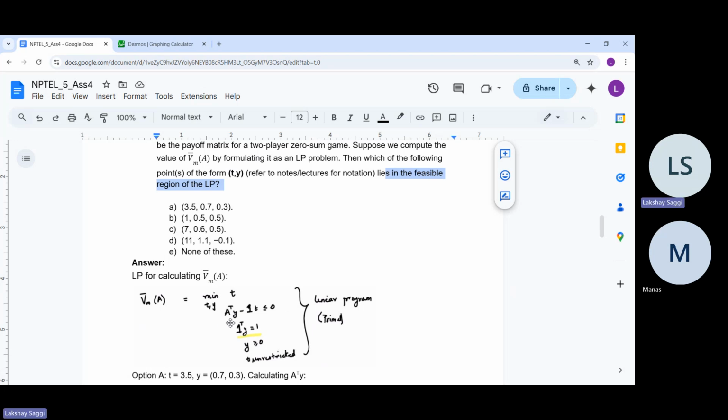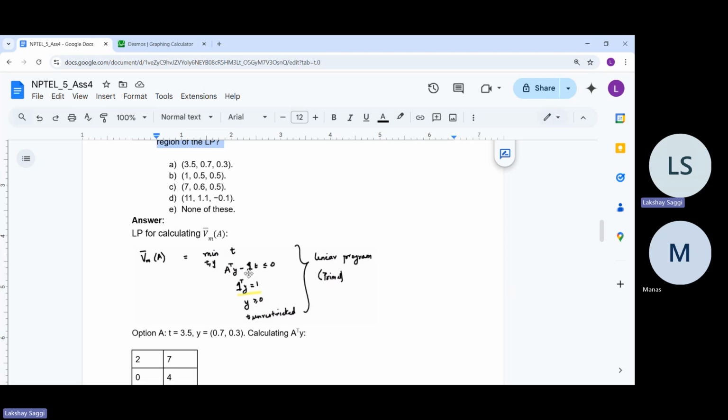So the first set of constraints just says that A transpose Y should be less than or equal to 1 times T, where 1 is just a vector of all ones. And similarly, 1 transpose Y is 1. This just means that the sum over all values of Y should be equal to 1. And similarly, all values of Y should be non-negative, right?